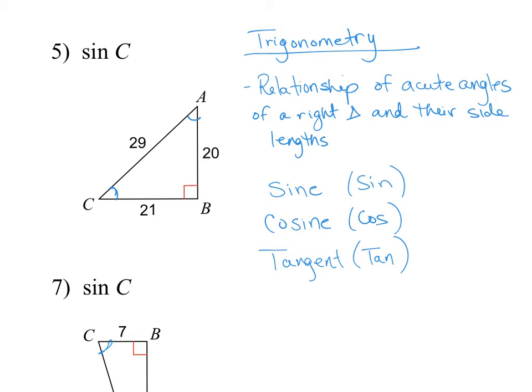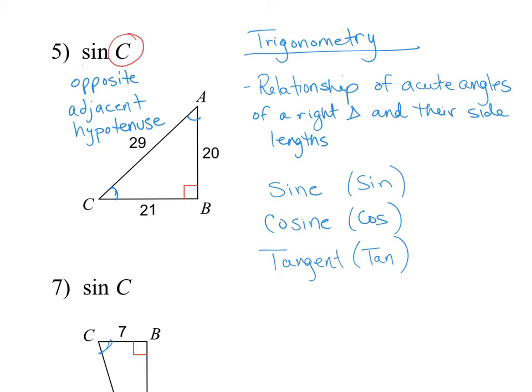So the first step to solving any trigonometry problem is to first label the three sides of your triangle either as opposite, adjacent, and hypotenuse. Okay, now when we label those sides, it is in reference to the angle specified.